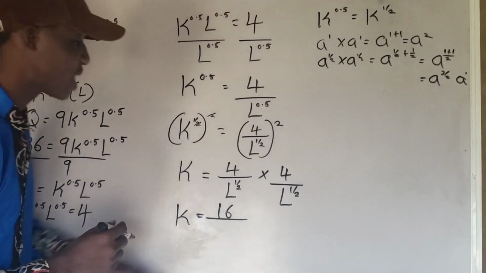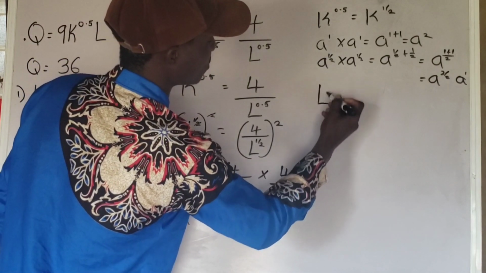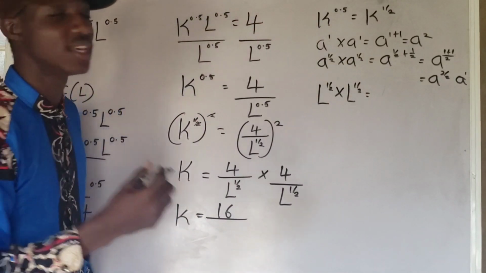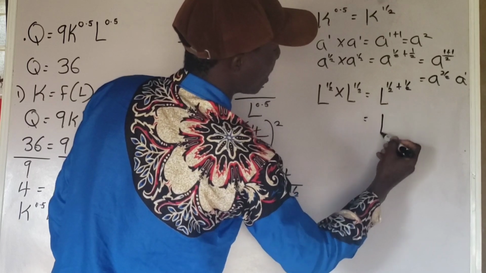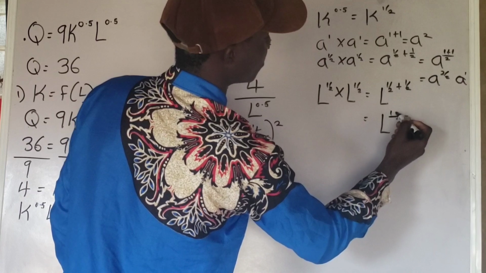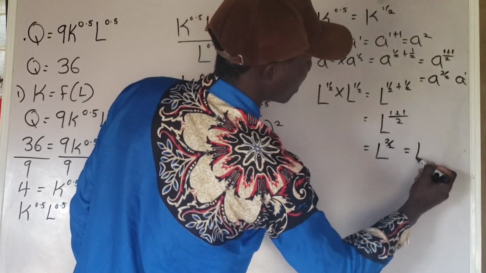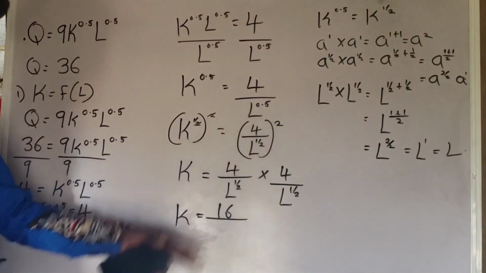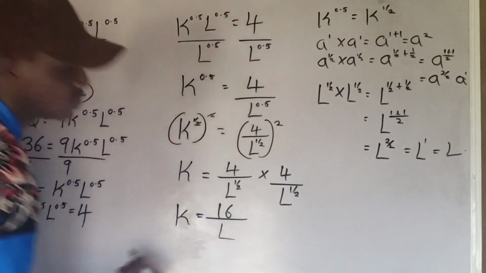So now, L raised to the power of 1 over 2 multiplied by L raised to the power of 1 over 2. According to the law of indices, I'm going to have L raised to the power of 1 over 2 plus 1 over 2. From that power, the LCM is 2. 2 divided by 2 is 1, 1 times 1, 1 plus 1. So I'm going to have L raised to the power of 2 all over 2, which is the same as L raised to the power 1, which is L. Do you understand how I got this? So L raised to the power of 1 over 2 times L raised to the power of 1 over 2, that is L. Do you understand?